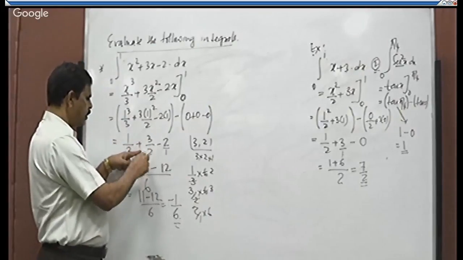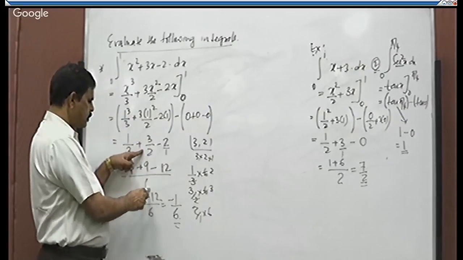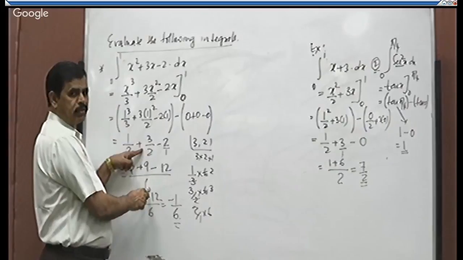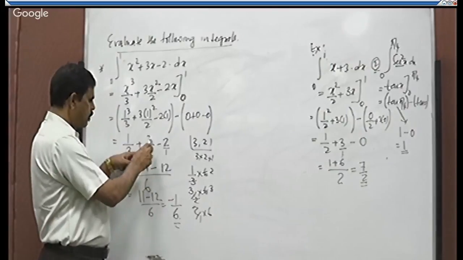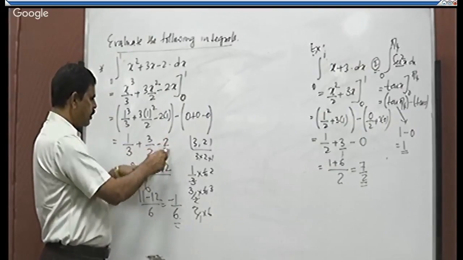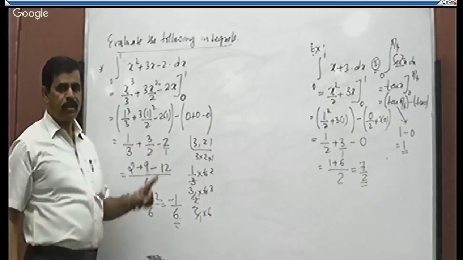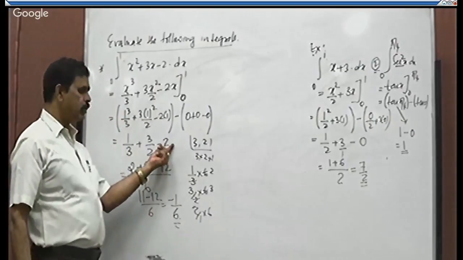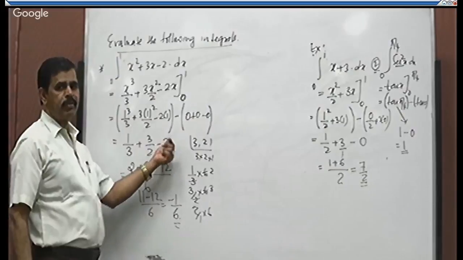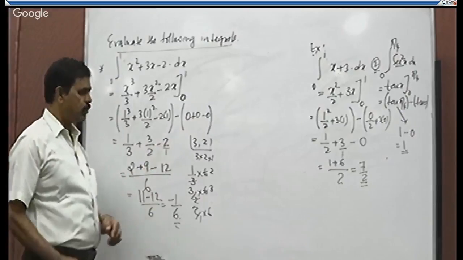You must divide 6 by what? 2. 6 divided by 2 is what? 3. 3 into 3, 9. Minus. Here nothing is there at the denominator, which means 1. That is to be multiplied with what? The LCM. LCM is 6. 6 into 2, 12. Right?